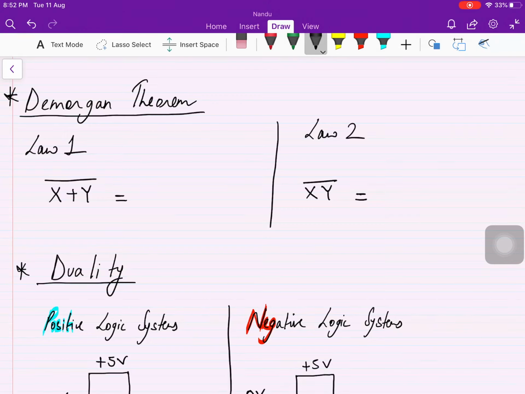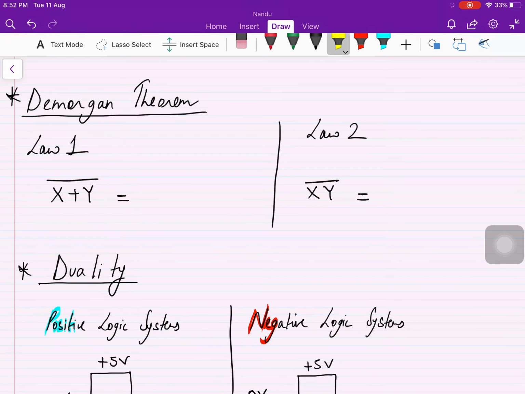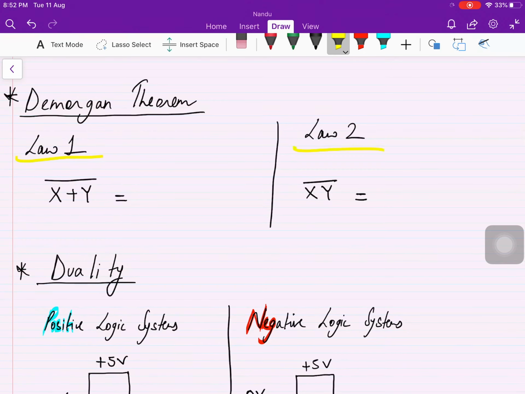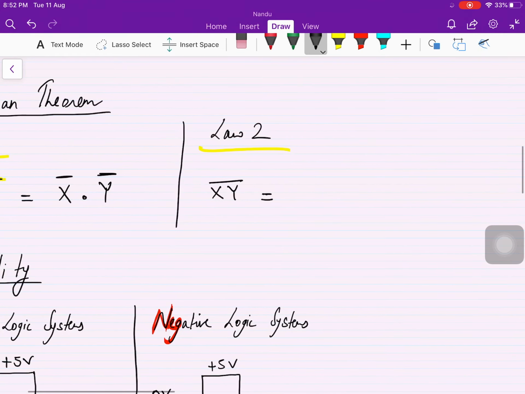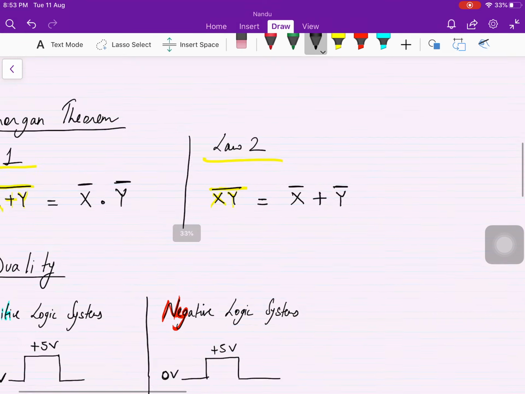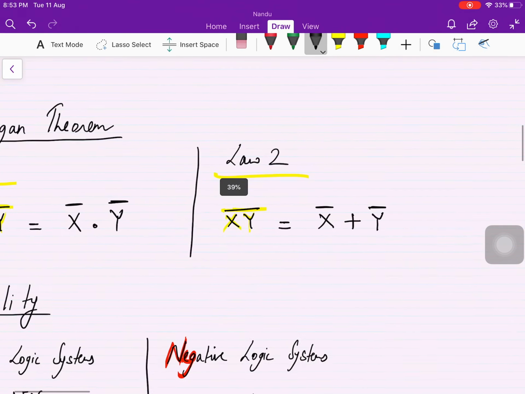Okay, so let's discuss De Morgan's theorem. De Morgan's theorem has two laws, law 1 and law 2. Law 1 states that if (x plus y) complement is there, it will be equal to x complement into y complement. And in law 2, if (x into y) has a complement, that will be equal to x complement plus y complement. So these two laws you have to remember.